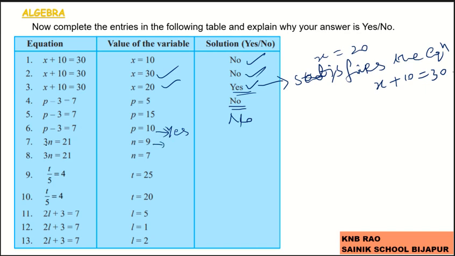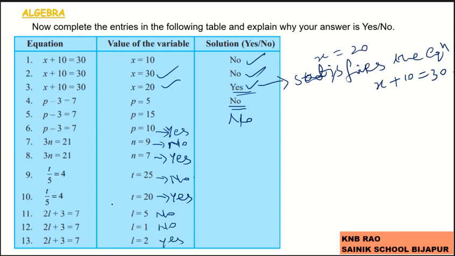N equals to 9, 3n, 9 3s are 27, 27 not equal to 21, no. N equals to 7, 3 7s are 21 equals to 21, yes. Here no, n equals to 9 won't satisfy the 3n equals to 21, but n equals to 7 satisfies 3n equals to 21. T by 5 equals to 4, T equals to 5 no, T equals to 25 yes. L plus 3 equals to 7, L equals to 5, 5 plus 3 no, L equals to 1, 1 plus 3 no, L equals to 4 yes here.